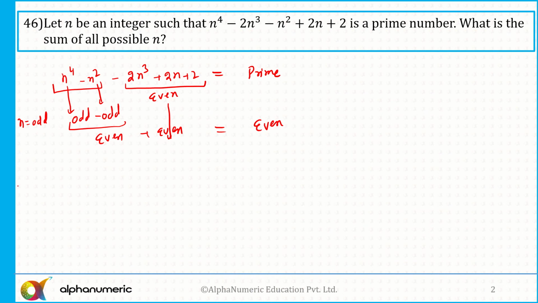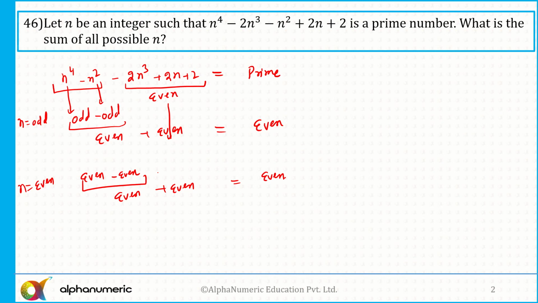Now if n is an even number, then n raised to power 4 is also even, n square is also even, and the difference of these two even numbers is also even, and the sum of the last three terms is also an even number. So in that case also, even plus even is even. So no matter what n is, whether n is an odd number or an even number, this algebraic expression is always an even number.